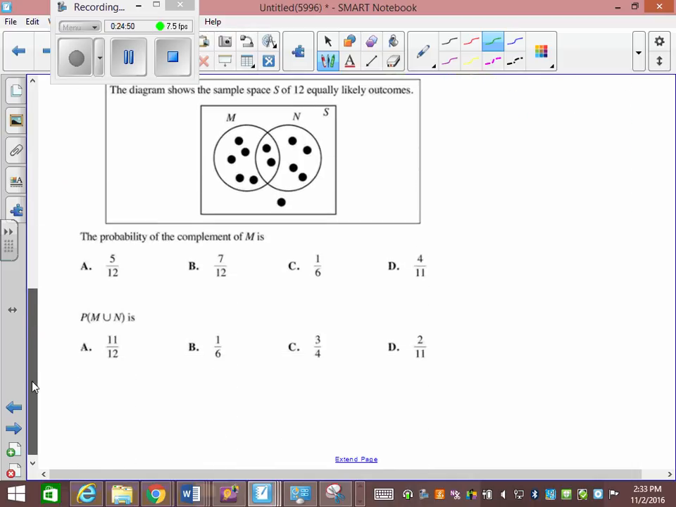These ones most people did really well on because they're not very hard. The probability of the complement of m, so it's everything that's not an m. There's 5 dots that are not an m, including this one. You have to remember to keep that one. So it's 5 out of 12. Probability of m or n is all the dots in the snowman. There's 11 dots in the snowman out of 12.